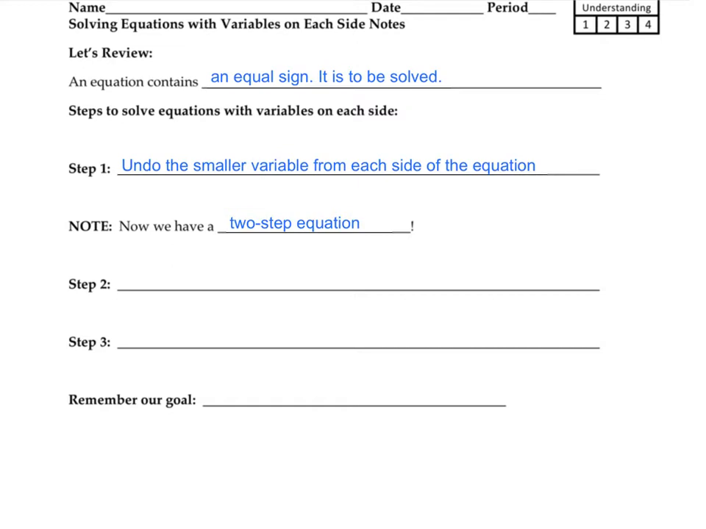Our next step is to undo addition or subtraction. And then our last step is to undo multiplication or division. And remember our goal, whenever we're solving equations, is to get the variable by itself. So let's do some examples together.